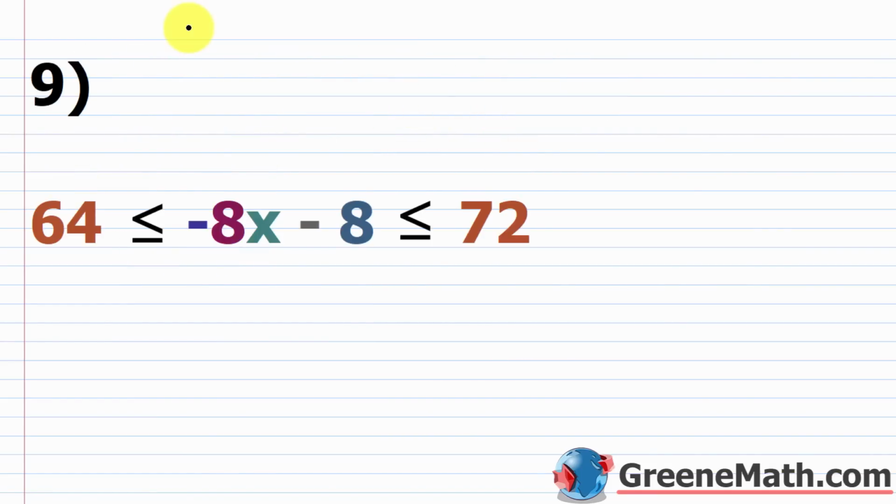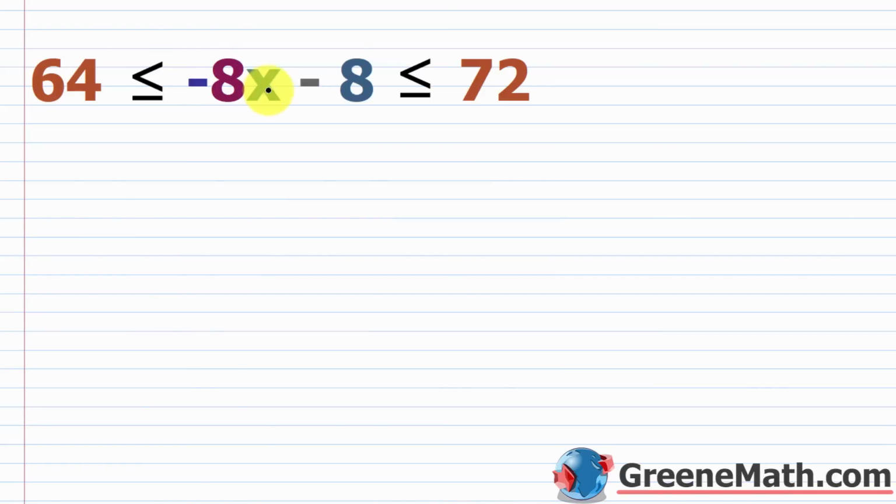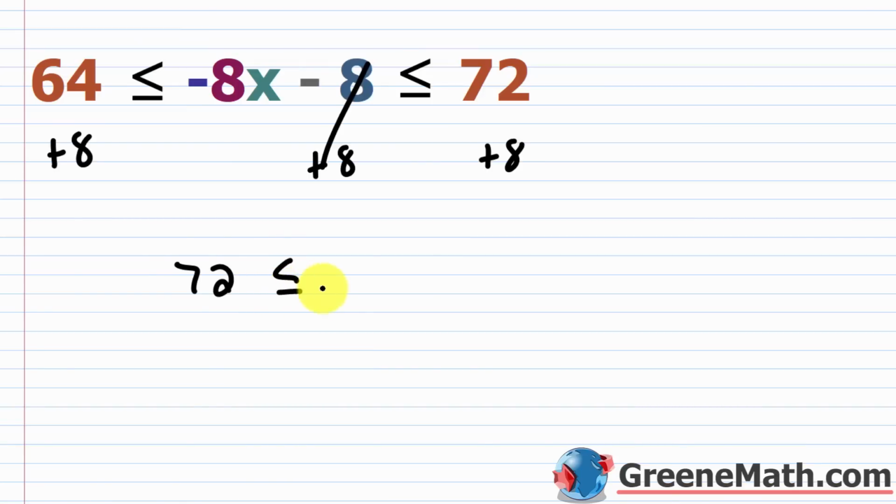Okay, let's look at problem number 9. So here we have negative 8x minus 8 is greater than or equal to 64 and less than or equal to 72. So again, I want to isolate the negative 8x part first. So let's add 8 to each part here. And then this is going to cancel. All the way on the left, 64 plus 8 would be 72. This would be less than or equal to, you have negative 8x in the middle. And then we'll say this is going to be less than or equal to 72 plus 8, which would be 80.